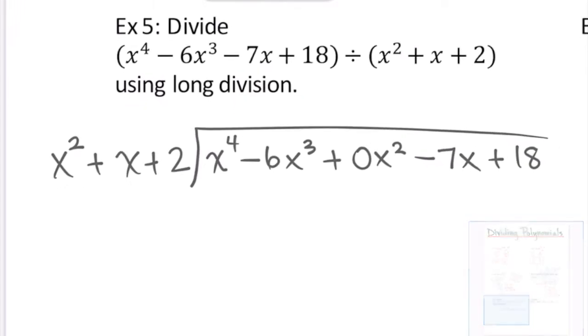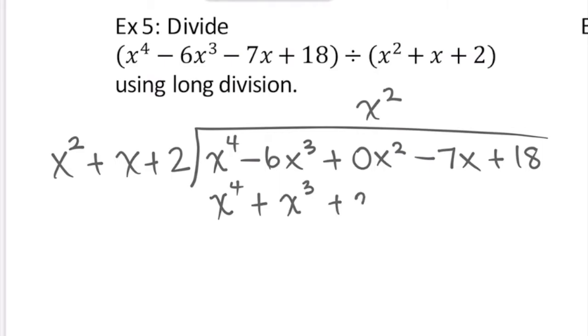So first question, how many times does x squared go into x to the 4th? Or in other words, x squared times what gives you x to the 4th? Hopefully you're saying x squared, and I'm going to go ahead and put my x squared in the x squared column. This is also why we want to keep that 0x squared there. So now we're going to multiply the trinomial on the outside by x squared. So we'll end up with x to the 4th, and we'll have x squared times x, so plus x cubed, and then x squared times 2, so plus 2x squared.